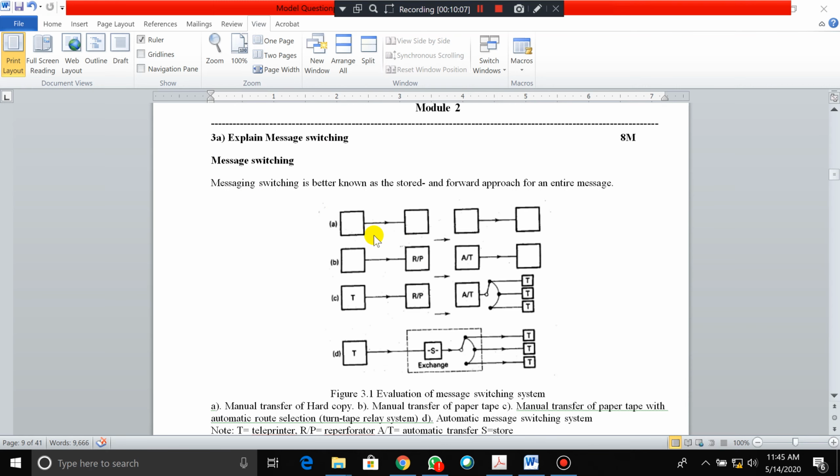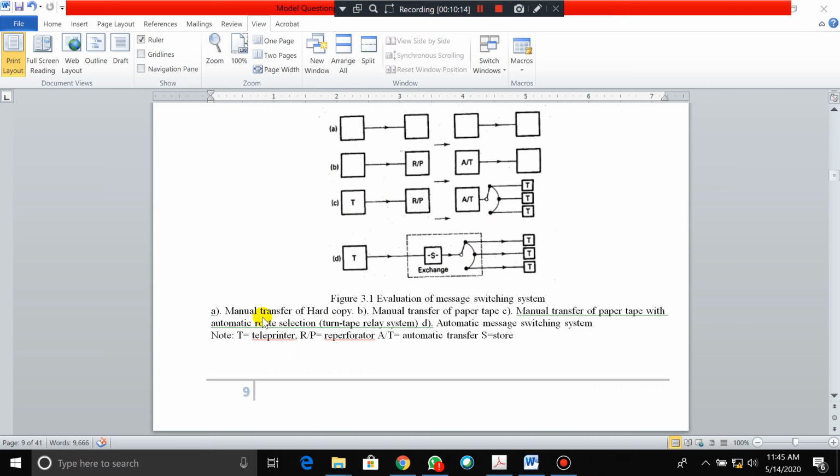Here the evolution of message switching is shown in figures A, B, C and D. It shows how the manual transfer used to take place, how the manual transfer of paper tape takes place, and how manual transfer of paper tape with automatic route select works, because here automatic route select switches are used. The last one is the automatic message switching system, where the exchange is used to switch the calls to the trunks.